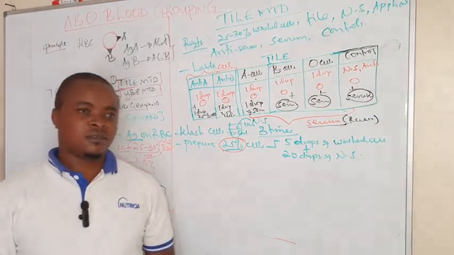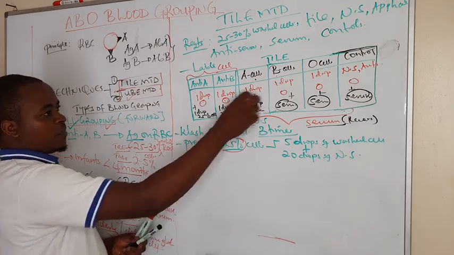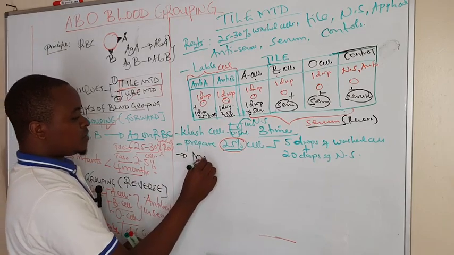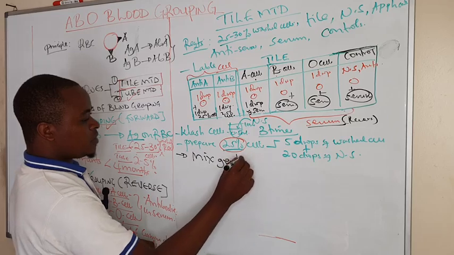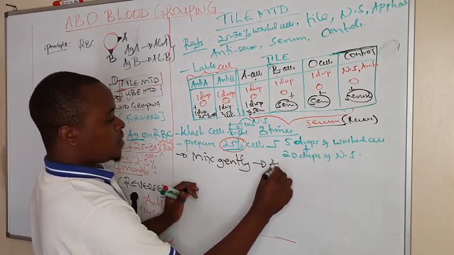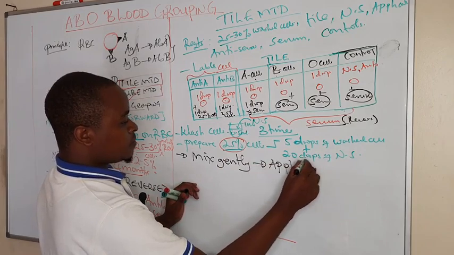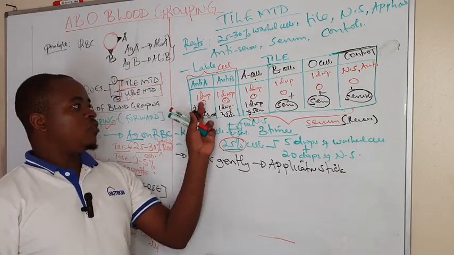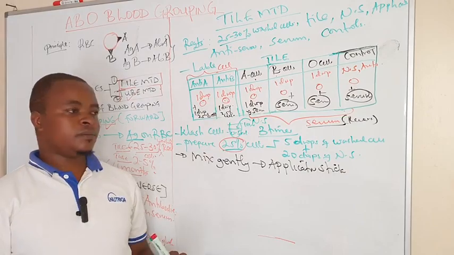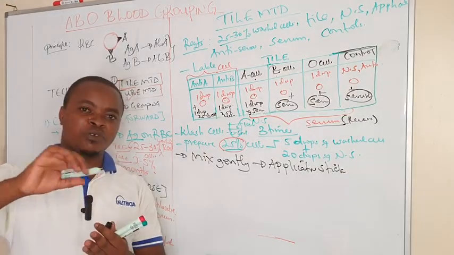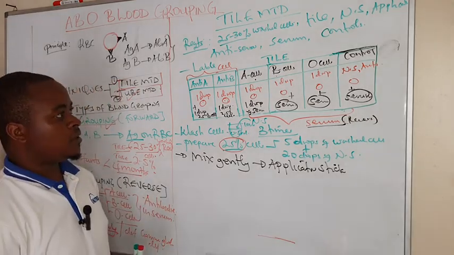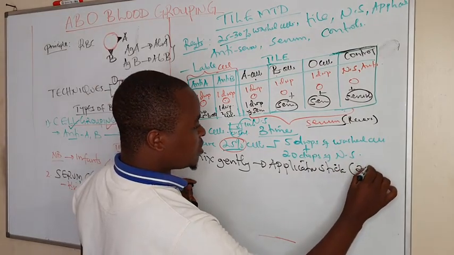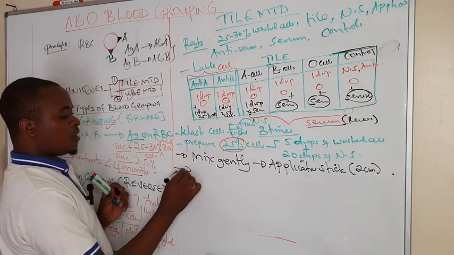So after that, we mix. After pipetting the way we have seen here, the next procedure is to mix gently with an applicator stick. Make sure you use a stick once on a label. Don't transfer the applicator stick. And always do it gently to prevent lysing of cells. After mixing gently and making a diameter of about 2 centimeters, we lock the tile.